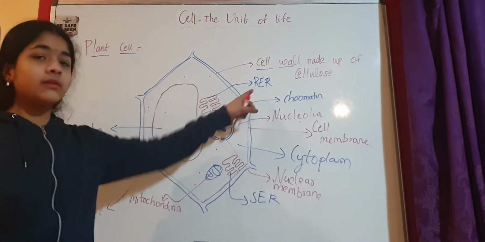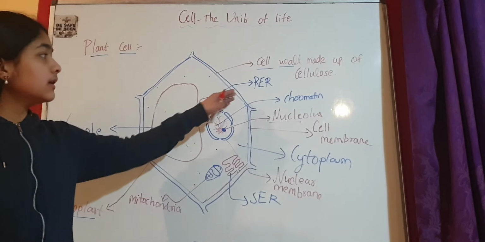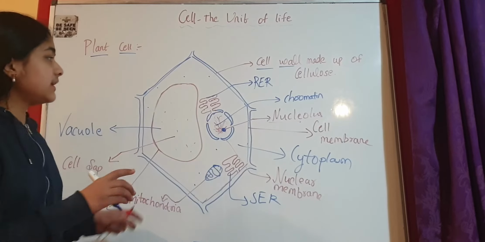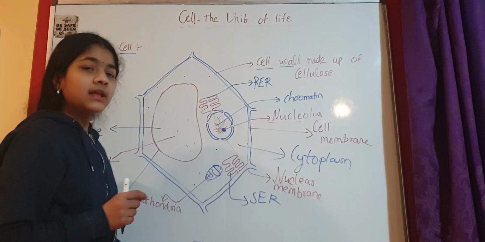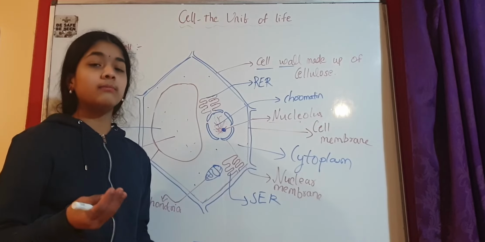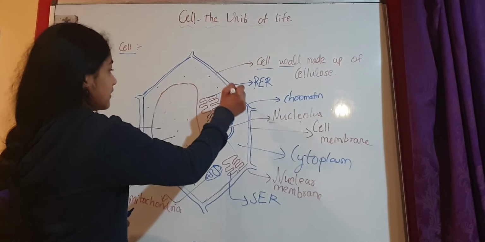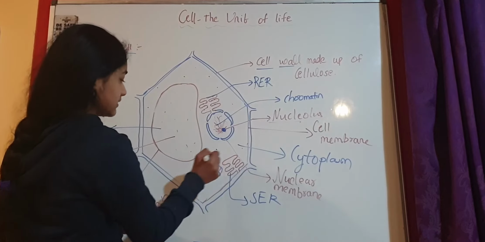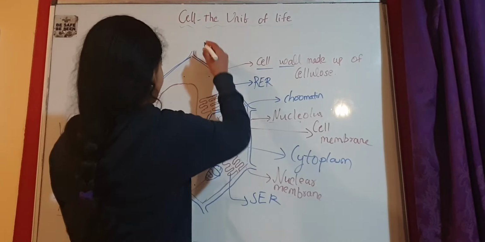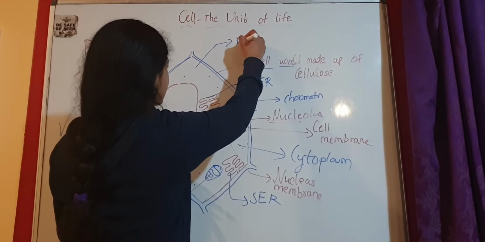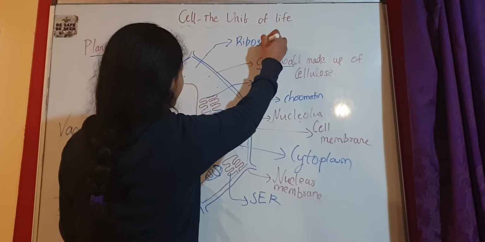Now why is it called rough and smooth endoplasmic reticulum? Because rough means it has ribosomes on it, on the membrane actually. And these ribosomes which are present on the membrane are called bound ribosomes or membrane-bound ribosomes. There are some ribosomes which are present in the cytoplasm. They're just scattered in the cytoplasm. These are also ribosomes, but they are called free ribosomes.